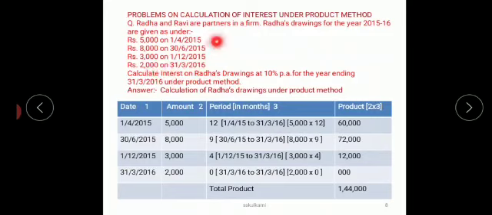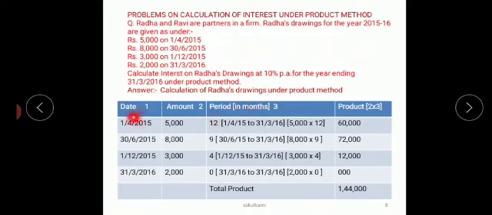So remember students, whenever product method problems are given, they give a maximum of 4 amounts, 2 in the beginning, 2 at the end. Normally this is the way problems are given. These dates are varying, even the amounts are varying. So when such problems are given, always the product method has to be taken into consideration. Now interest is calculated at 10% per annum.